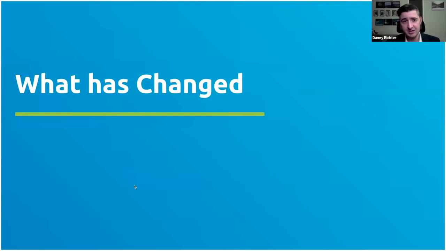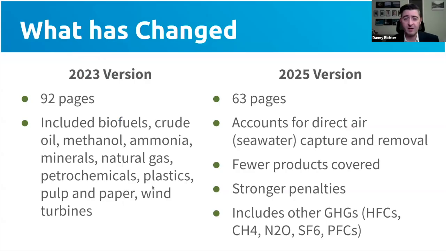Now, what has changed from the previous iteration? I made a pretty quick summary here. This one's a lot shorter. It's 63 pages as opposed to 92 pages for the 2023 version. The 2023 version included a lot more products, and I've listed them here.